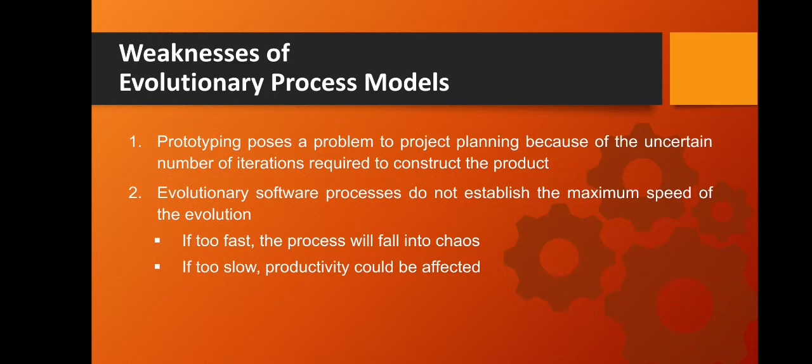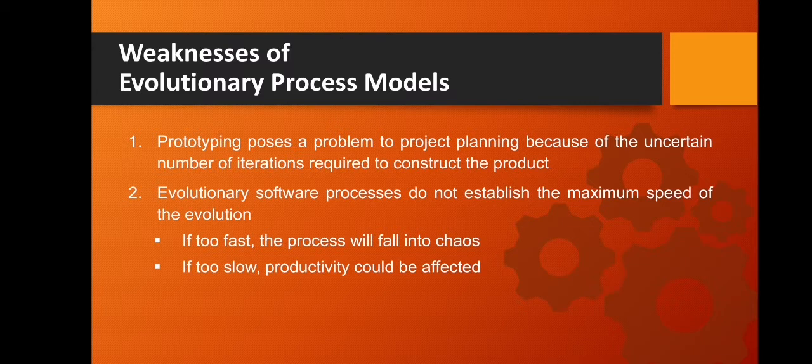Next, another weakness is evolutionary software processes do not establish the maximum speed of the evolution. So if too fast, the process will fall into chaos. If too slow, productivity could be affected. So it's a 50-50 when it comes to evolutionary software processes.